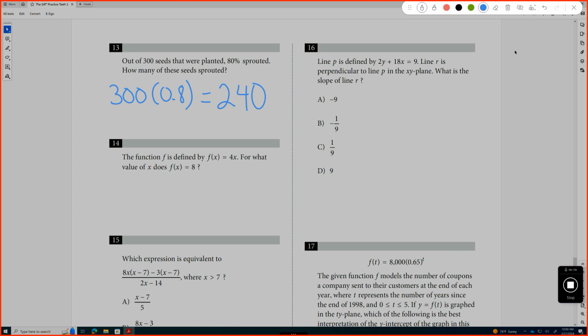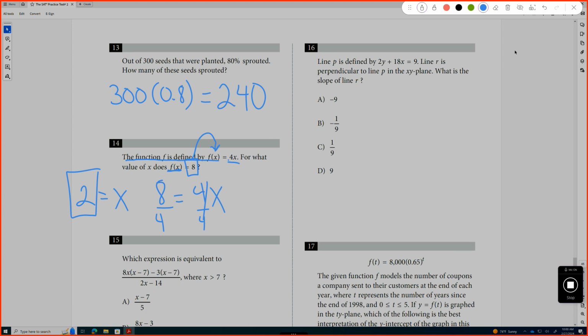Okay, the function f is defined by f of x is equal to 4x. And f of x is also 8. So I'm going to substitute 8 in here because it's the same as f of x. So 8 is equal to 4x. Divide both sides by 4. You see this is not difficult. And x is equal to 2. The answer is 2. That's the number you have to type or click or select.